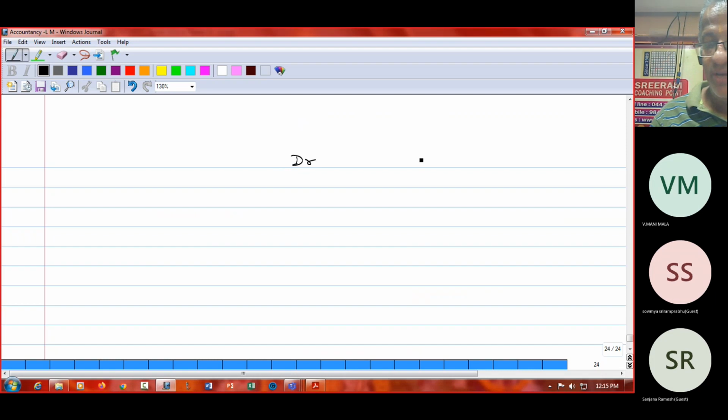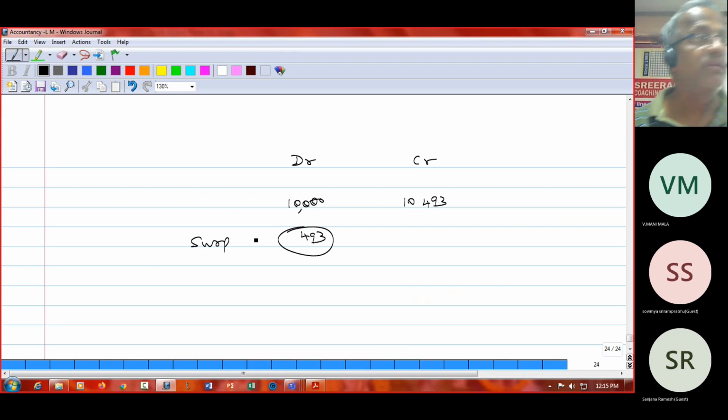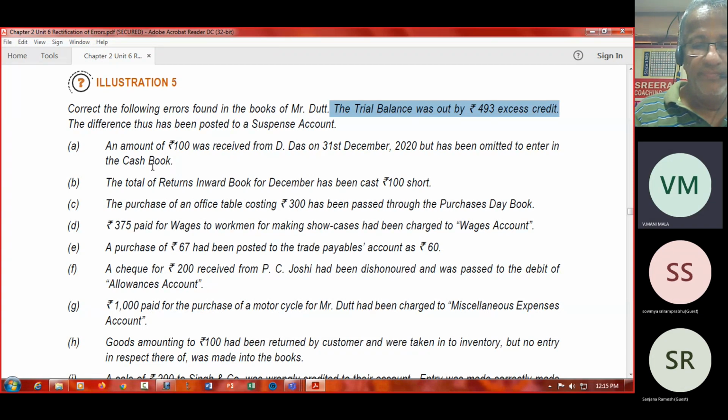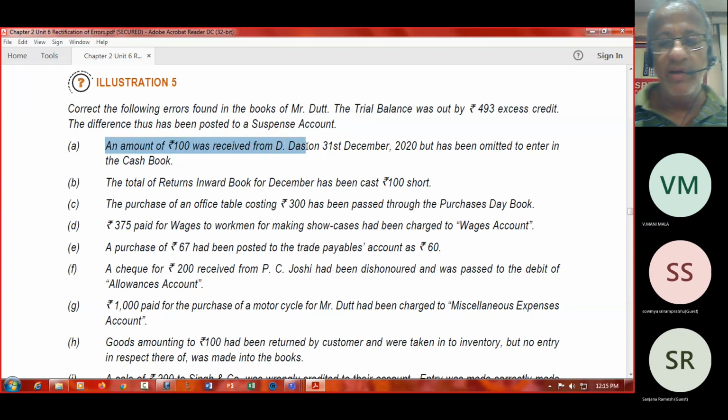So the total of debit and total of credit is 10,493. Total is short by 10,493. Suspense account will be opened this way. Correct? Are you understanding? Yes, sir. An amount of rupees 100 received from D. Das on 31st of December has been omitted to enter in the cash book.